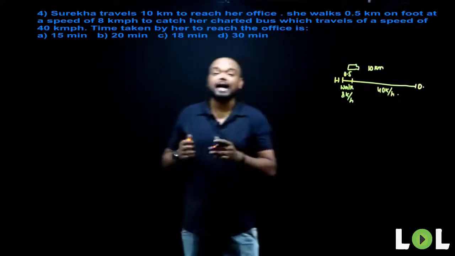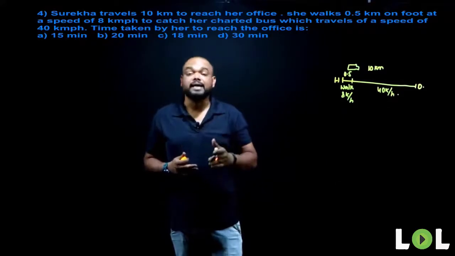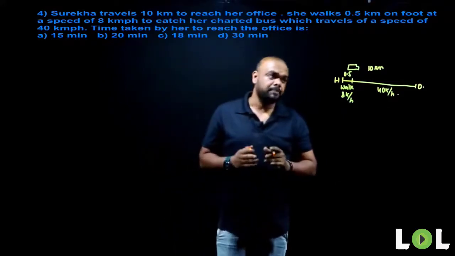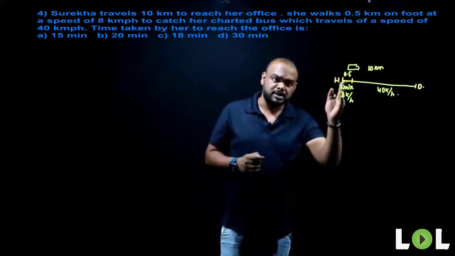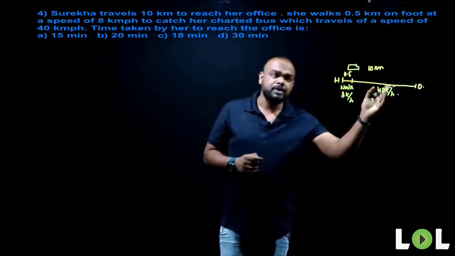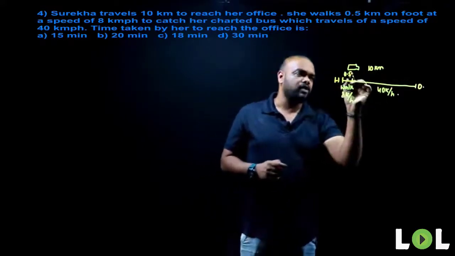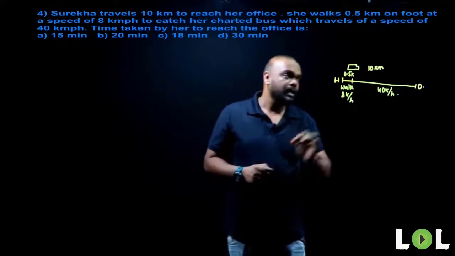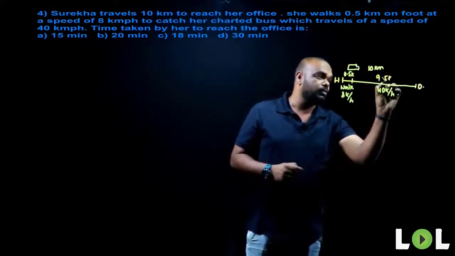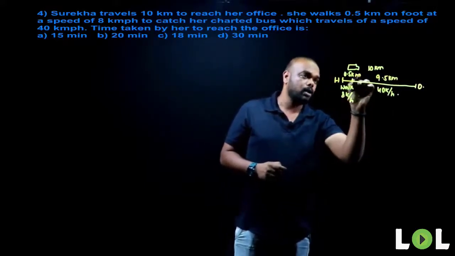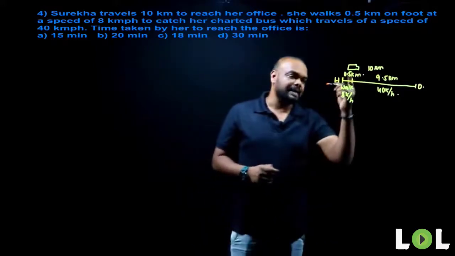What is the time taken? At what time will she reach, or what is the time taken by her to reach the office? Simple. How much time she spends here and how much time here? Totally 10 kilometers. This is 0.5 kilometers which she is going by walk. It means this will be 9.5 kilometers which she will be going by bus. Now time here, time 1.